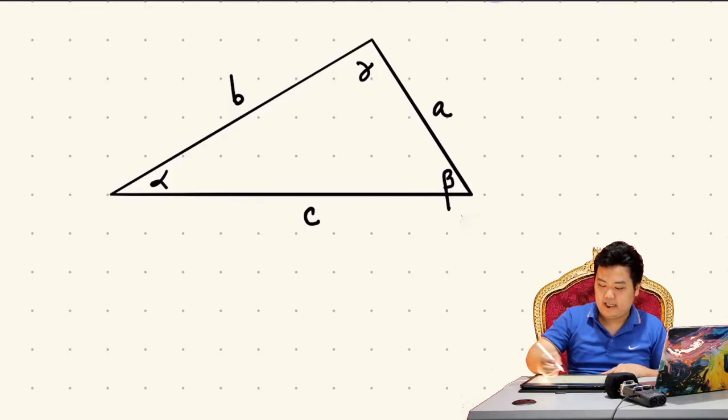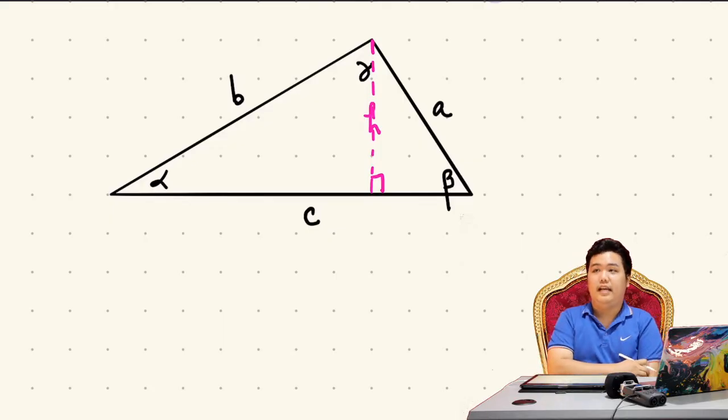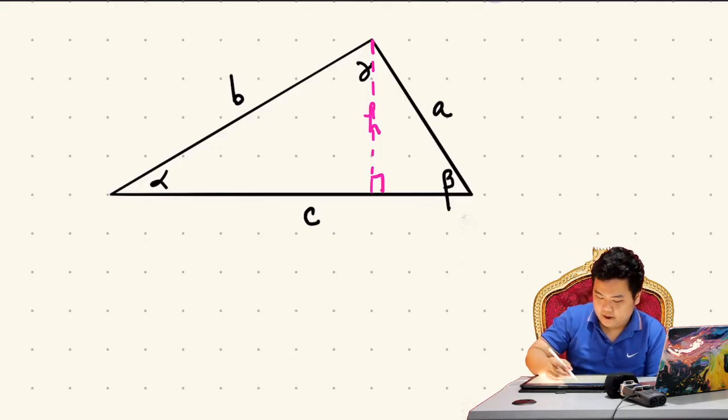Ang gagawin natin, gagawa tayo ng perpendicular drop from this vertex. So, perpendicular drop 90 degrees, and we will call the length of that H, or the height. Isosolve lang natin si H, gamit yung alam natin sa right triangles. So, this is also right.